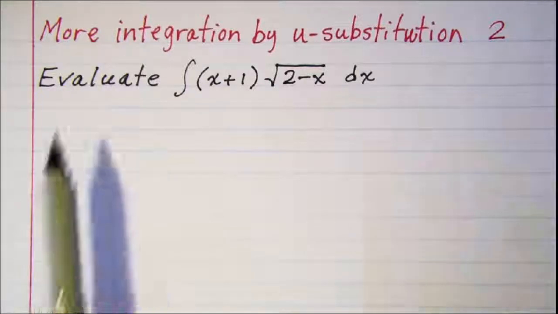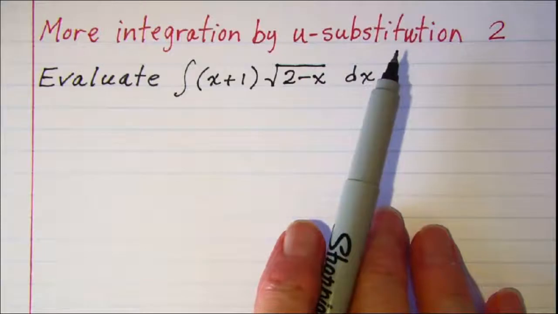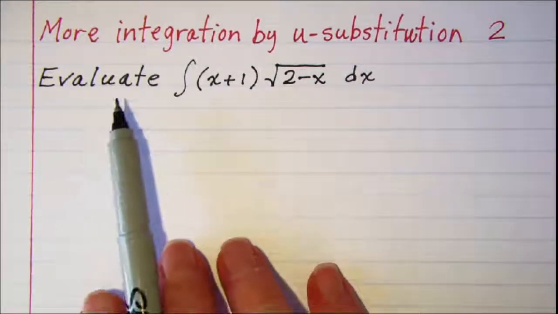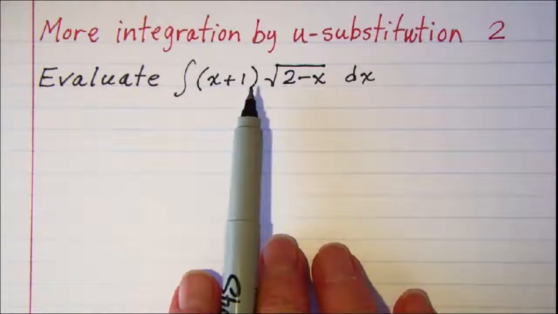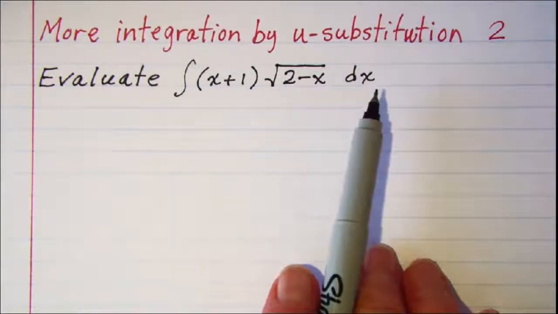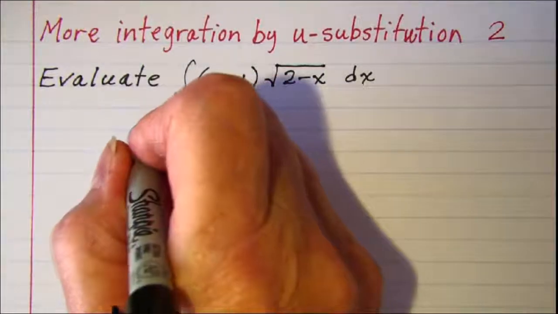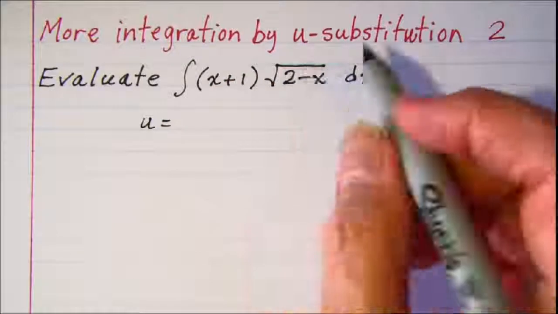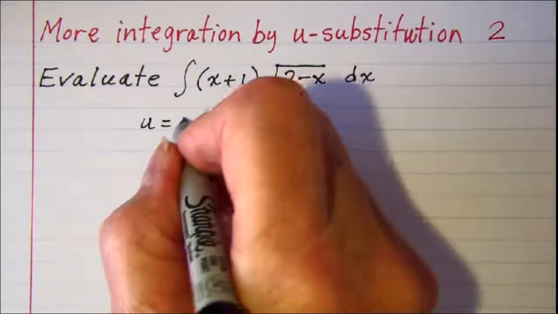In this video, we'll be doing another example of integration by u-substitution. Our problem is to evaluate the integral of the quantity x plus 1 times the square root of 2 minus x dx. Now we first need to choose an expression for u, so I'm going to let u equal 2 minus x.